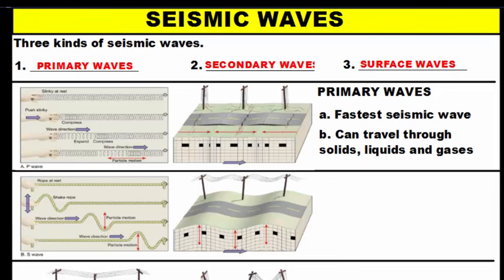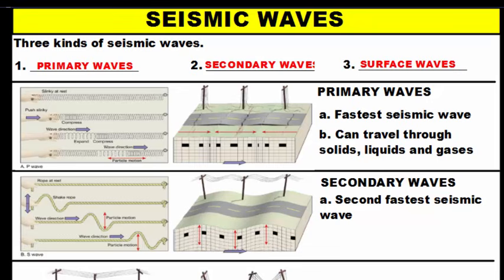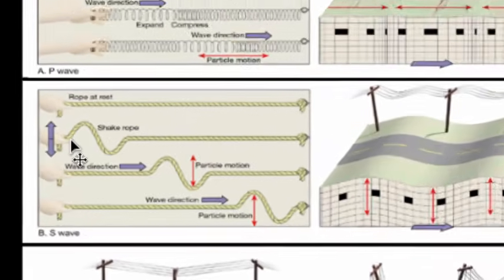S waves are a little bit different. S waves are the secondary waves, so that's why they're called S waves, for secondary. The name kind of tells it all. The secondary waves are the second waves to hit the scene, so they're the second fastest seismic wave. The reason they are the second fastest is because they have a little bit more space to cover when they move in motion.